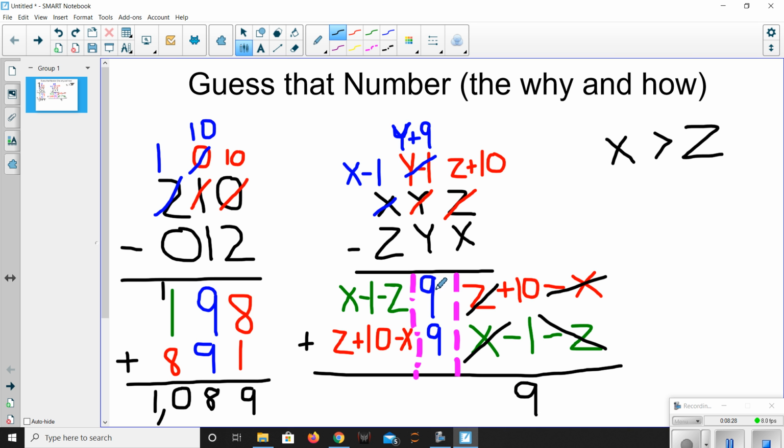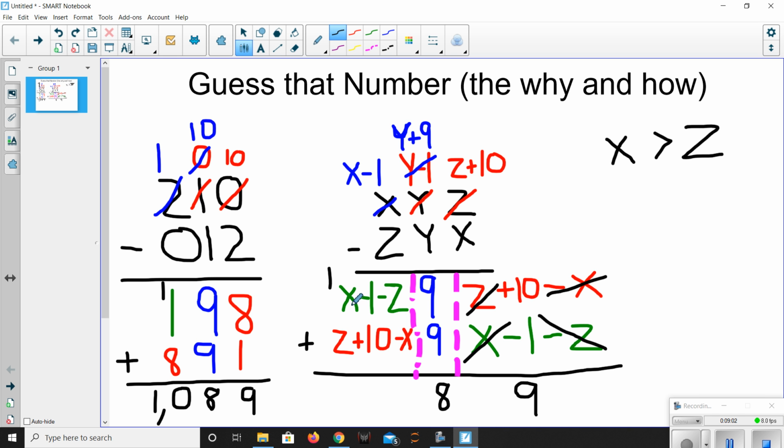And now we have the same thing that we had over here with the tens place, so we have 9 plus 9, or 9 tens plus 9 tens, that gave us 18 tens. So we have 8 tens, okay, and that would give us 100 over here. So now we have a 1 that we're adding on top of this. Let's take a look before we include the 1 that we regrouped from the tens place. We did x minus 1 minus z plus z plus 10 minus x.